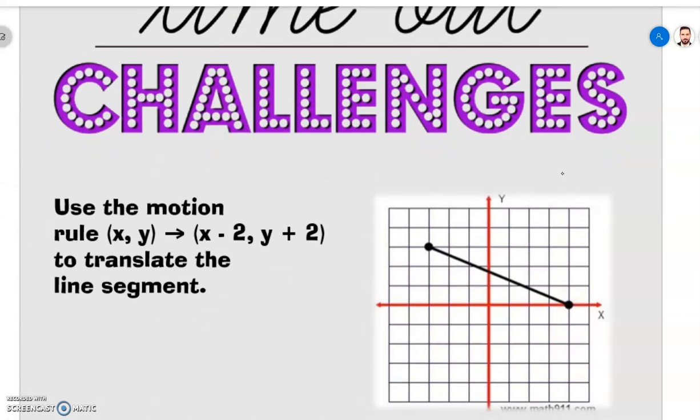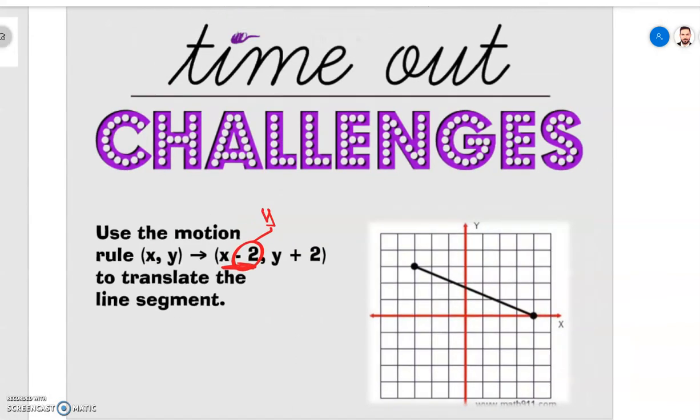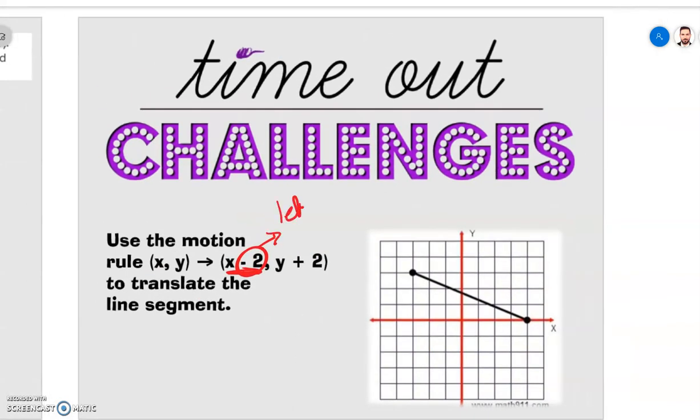Use the motion rule. You know that X is responsible for right or left only. When I'm writing negative 2, it means left 2 squares, 2 units left. And when I'm writing positive 2, that means up 2. So I helped you. Please, I'm challenging all of you to do this question.